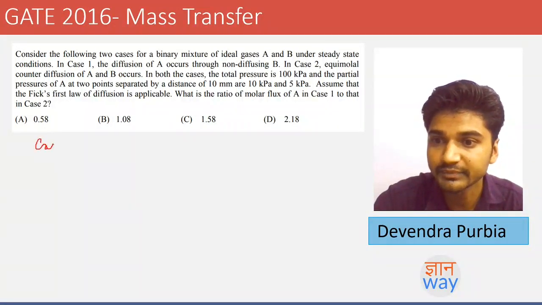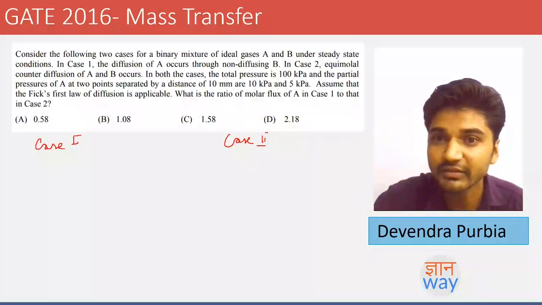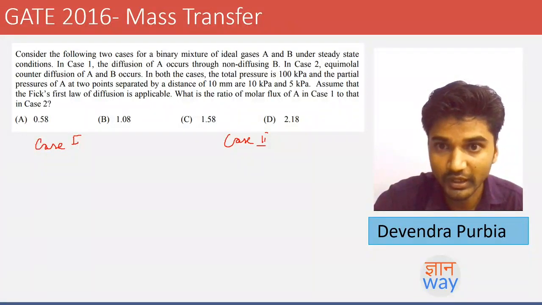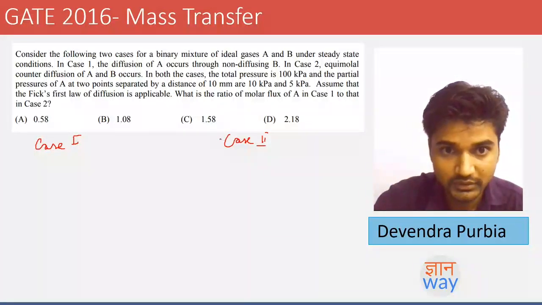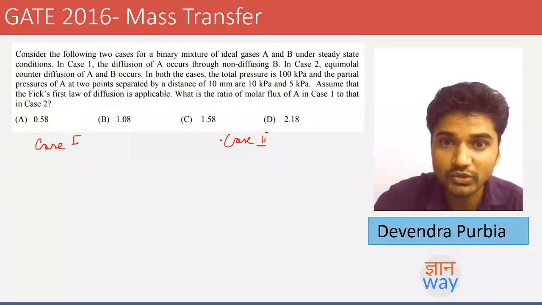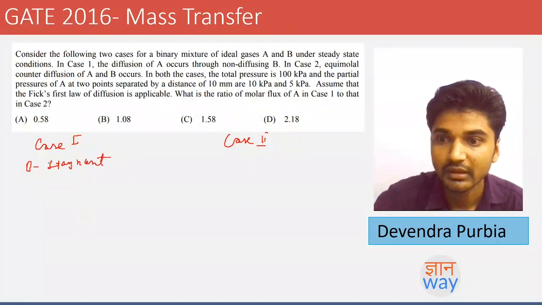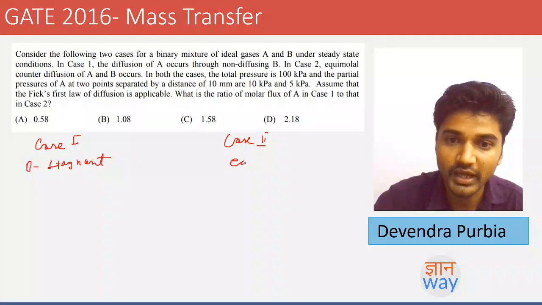So we have two cases. Case 1 is diffusion of A through non-diffusing B, meaning stagnant, where B is stagnant. And in case 2, equimolar counter diffusion is taking place.